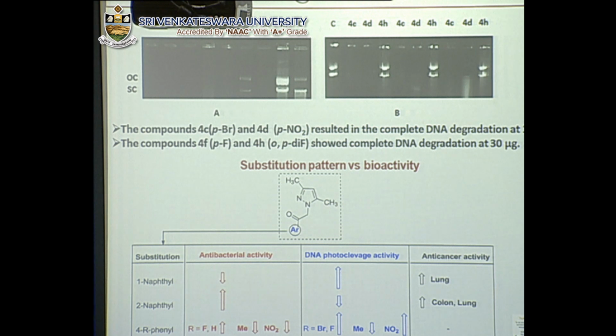So this is the substitution pattern versus biological activity. In case of 1- and 2-naphthyl substituted compounds, the activity increases. However, the activity decreases in two cases of substituted naphthyl. In both cases, meaning naphthyl derivatives, the anti-cancer property increases.